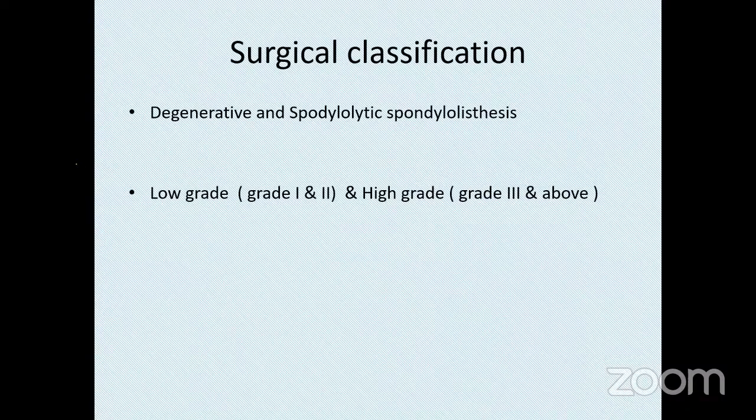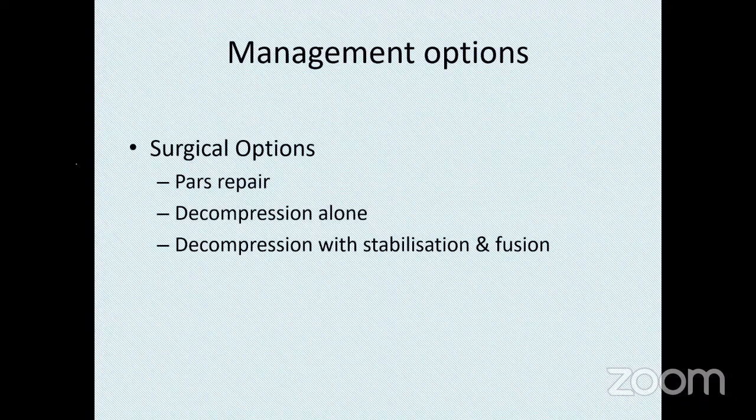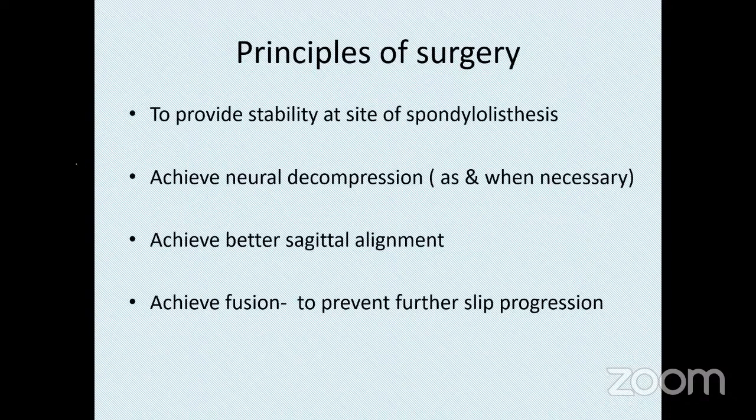Once we make the decision, two parameters are of utmost importance. What is to be seen is what kind of listhesis it is, whether it is degenerative or spondylolytic listhesis, and the grade of listhesis, whether it is low grade, that is grade 1 and 2, or high grade, grade 3 and 4. The goal of any surgery for listhesis is, one, to provide stability. Second, neural decompression if it is present. Third, better sagittal alignment. And we have to achieve fusion so that we prevent further deterioration of the listhesis.